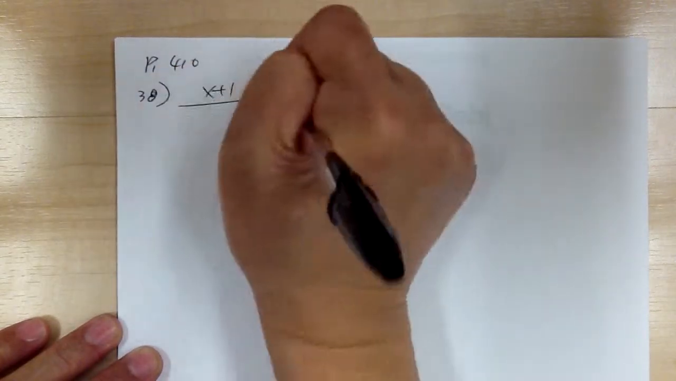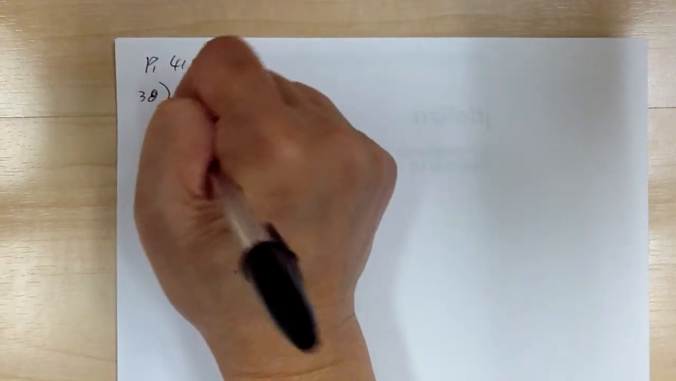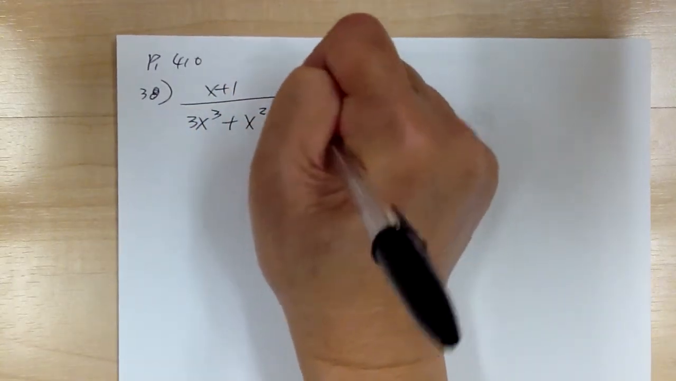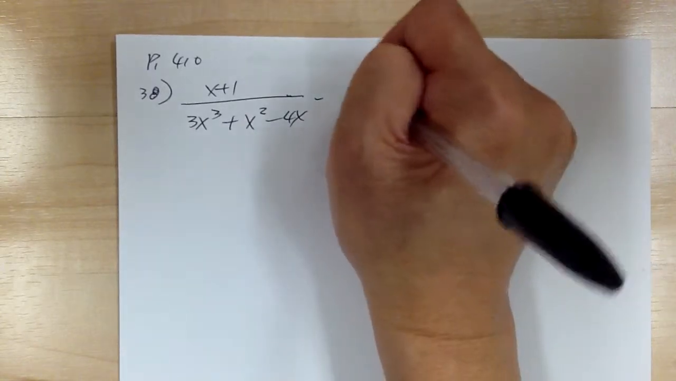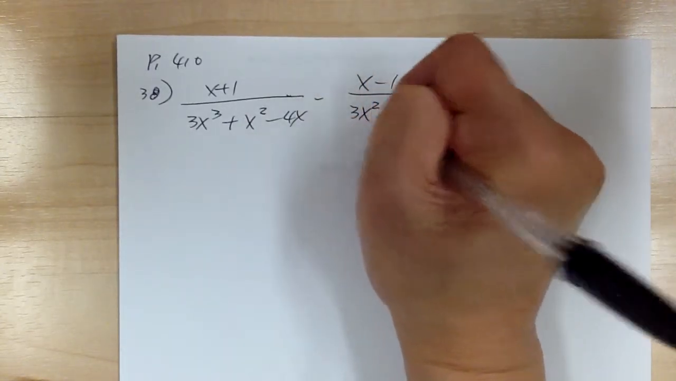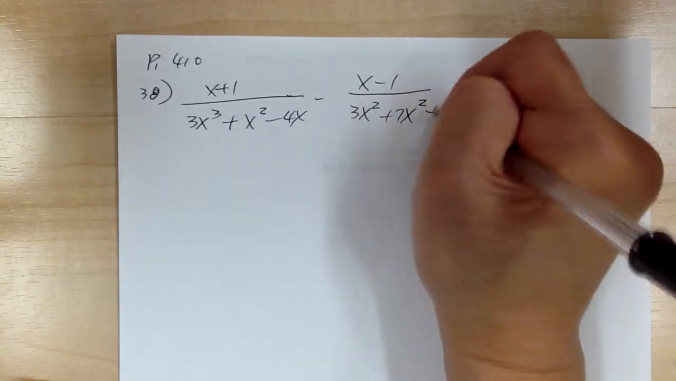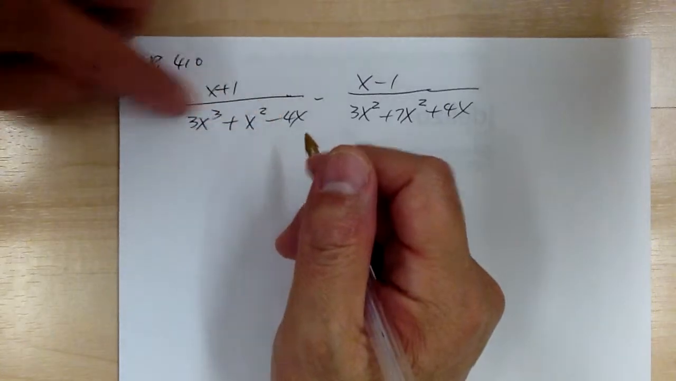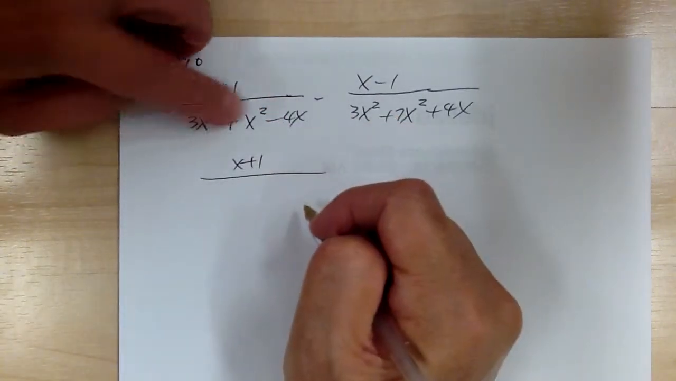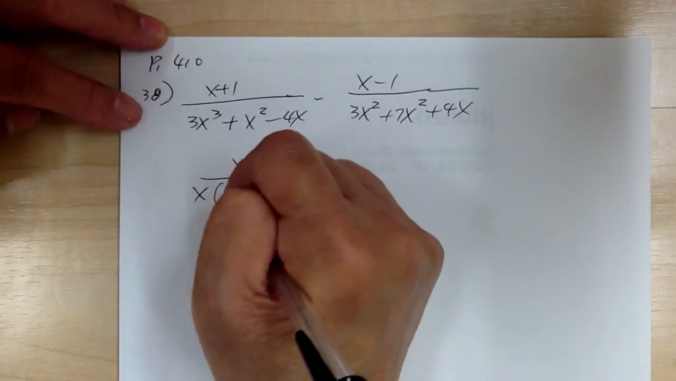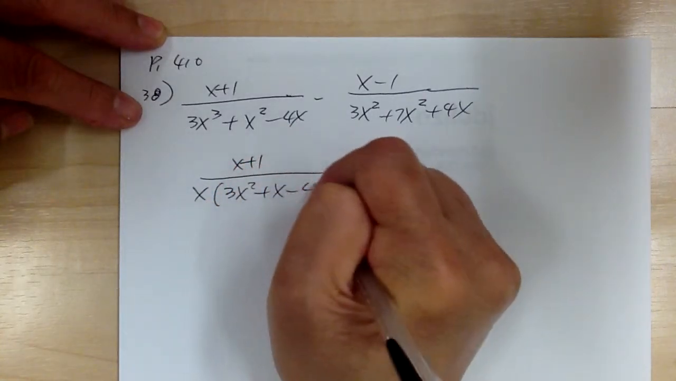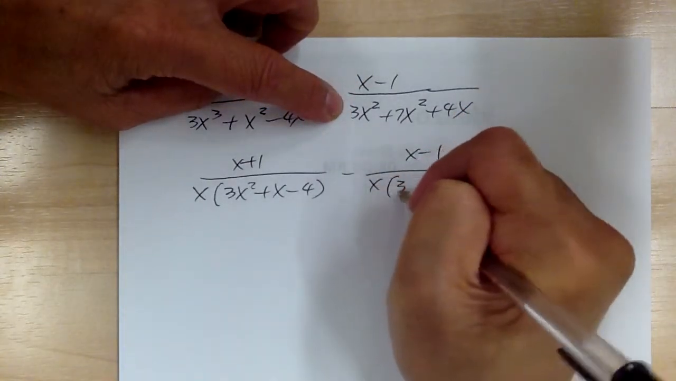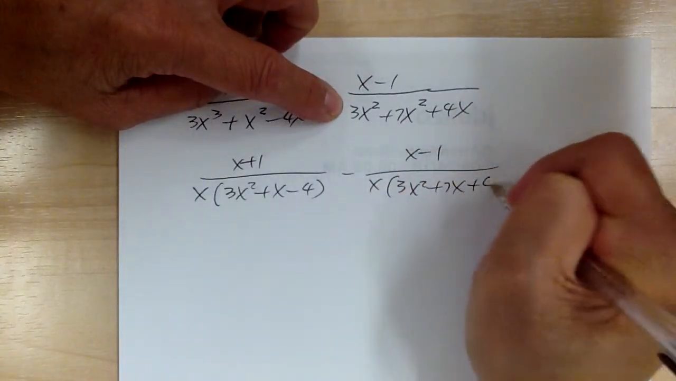You have x plus 1 over 3x cubed plus x squared minus 4x minus x minus 1 over 3x cubed plus 7x squared plus 4x. So again, you got to factor. Now this one over here, notice you have to do step 1, common factor. So factor the x. So you got 3x squared plus x minus 4. Okay, this one you can factor the x. So you got 3x squared plus 7x plus 4.